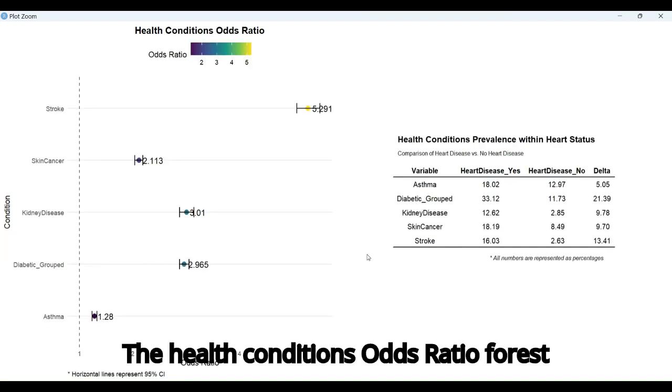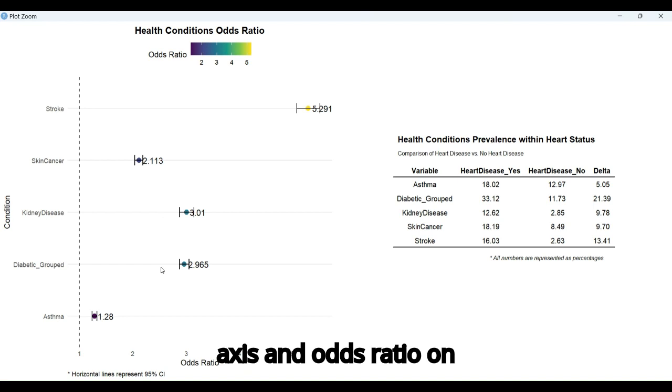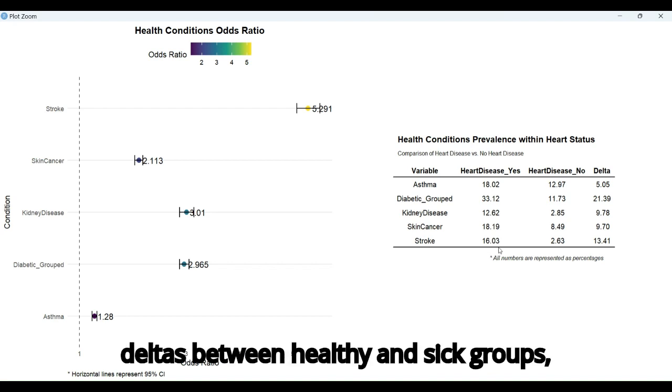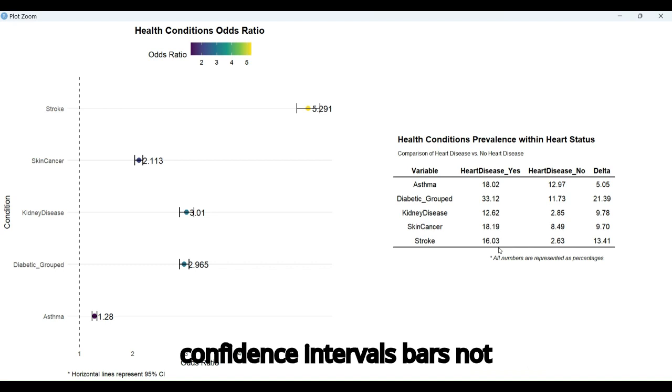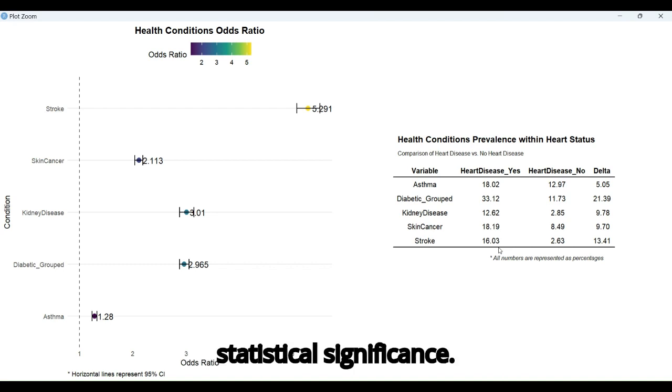The health conditions odds ratio forest plot displays conditions on the y-axis and odds ratio on the x-axis. On the right, the table shows percentages and deltas between healthy and sick groups. Confidence interval bars not crossing the dashed line indicate statistical significance.